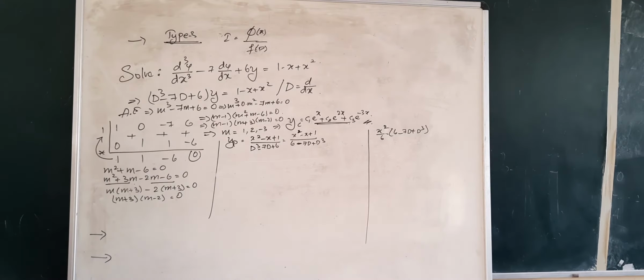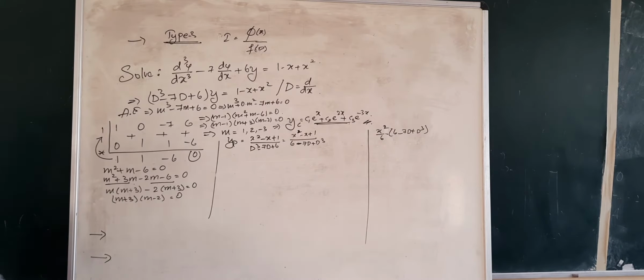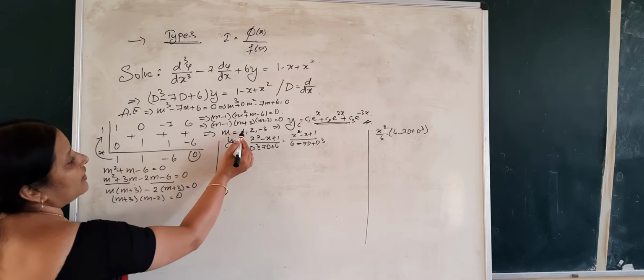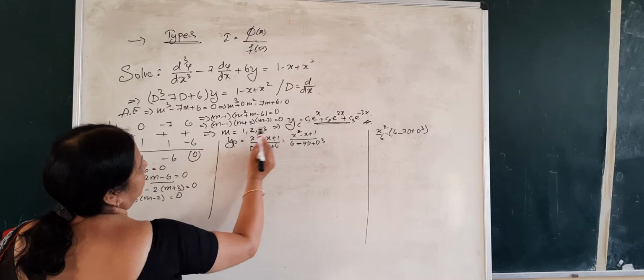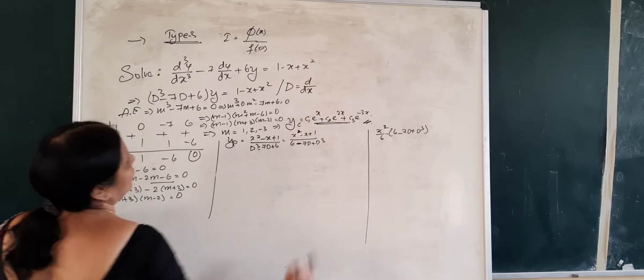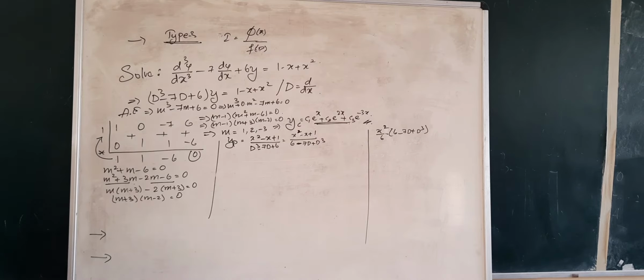Write the first part of the solution, that is the complementary function, by taking these roots. These are all three unique roots. So you get c1 e power x, c2 e to the power 2x and c3 e to the power minus 3x as our complementary function.